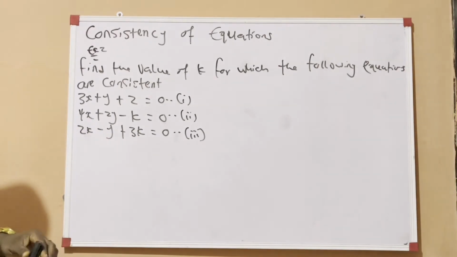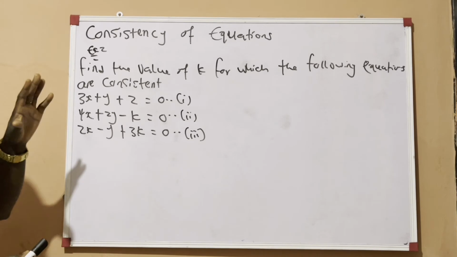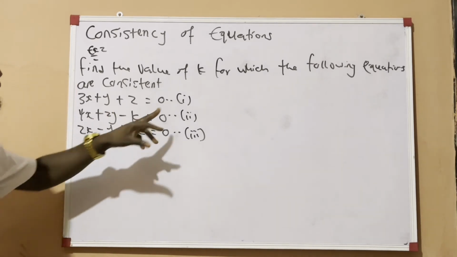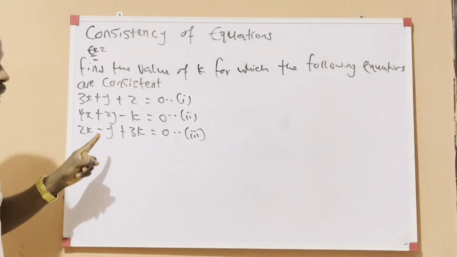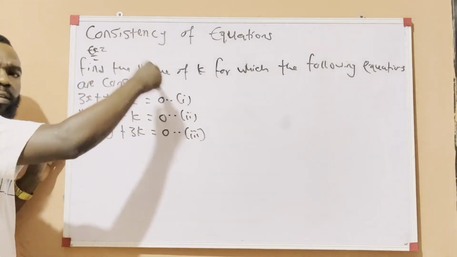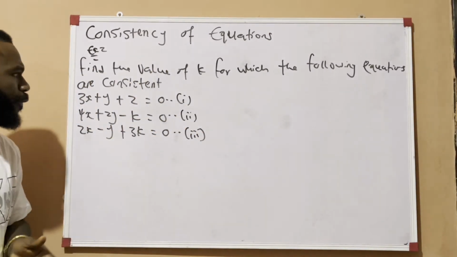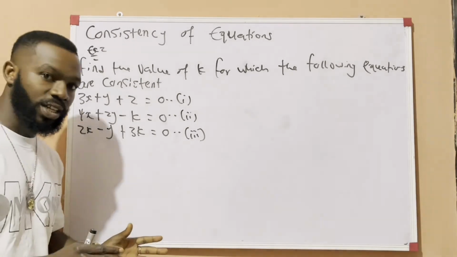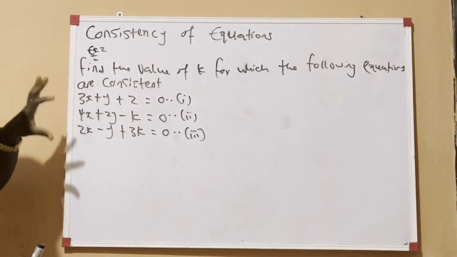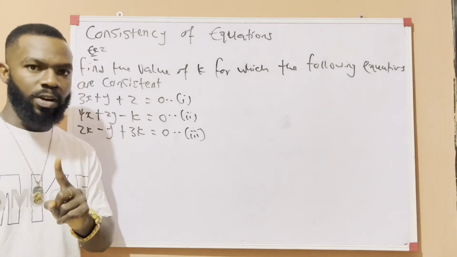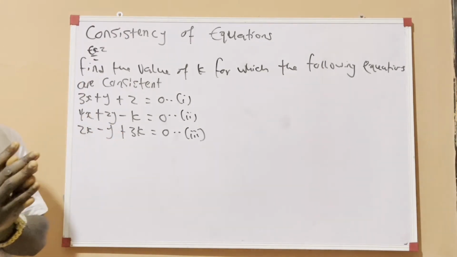But in example number 2, we were told to find k, the value of k, that will make this equation consistent. And don't forget we said that for us to know if an equation is consistent or not, the determinant of the equation must be equal to 0. Don't forget that. So let's go about it.